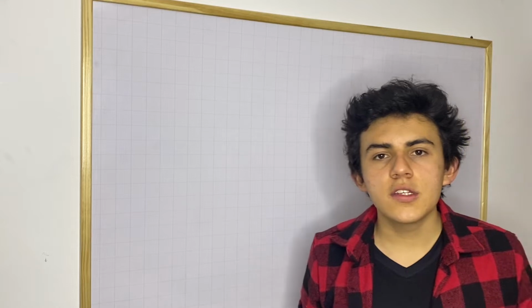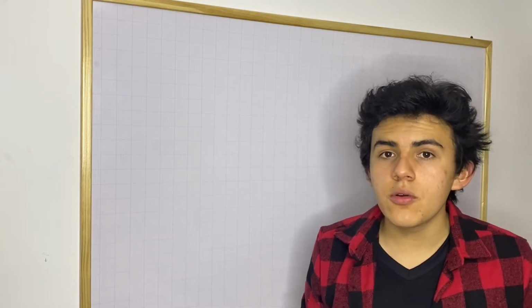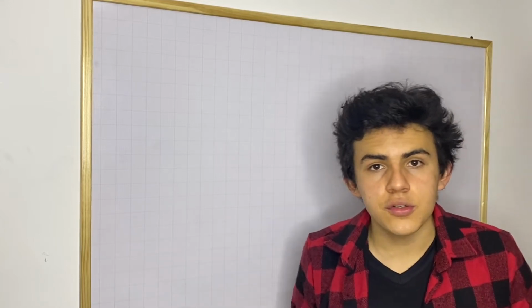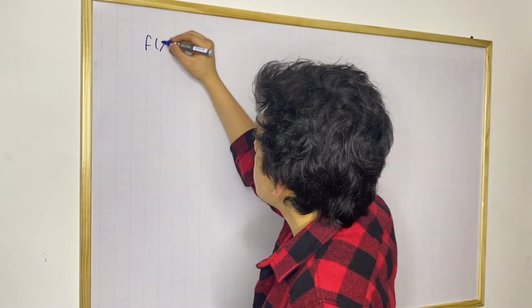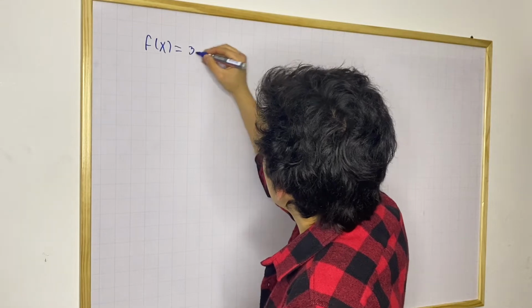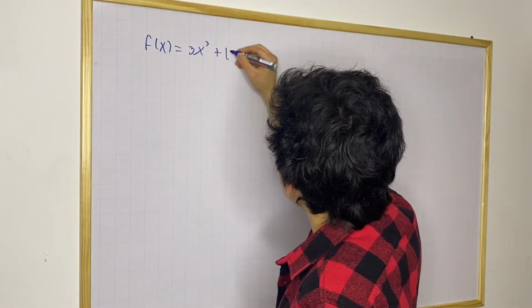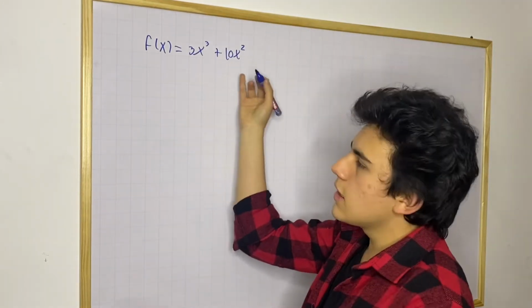Today we're going to be talking about higher order derivatives. If you've gotten until this point in calculus, you probably already know that a derivative can be a function. Basically, if we define any function f of x, let's say f of x is equal to 3x cubed plus 10x squared. Now let's say this is our function.